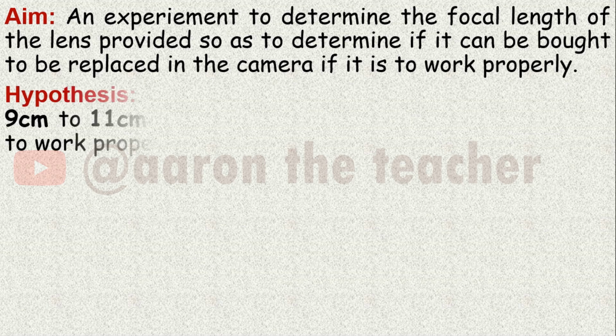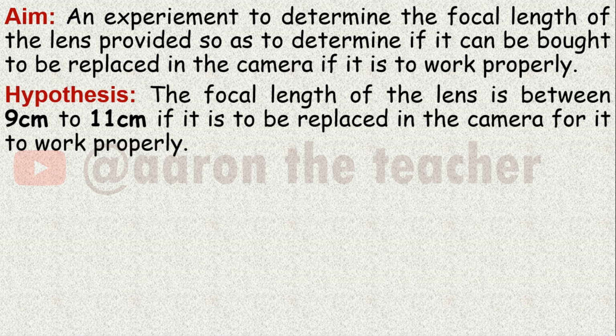We shall go on to the hypothesis, which we are saying the focal length of the lens is between 9 to 11 centimeters if it is to be replaced in the camera for it to work properly. Hypothesis is always just a prediction. It may be a single value, it may be a range of values, or it may be a statement which we are going to prove to be true or false. And our hypothesis in this case is 9 to 11.